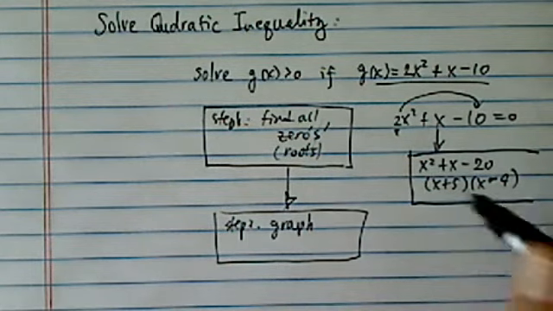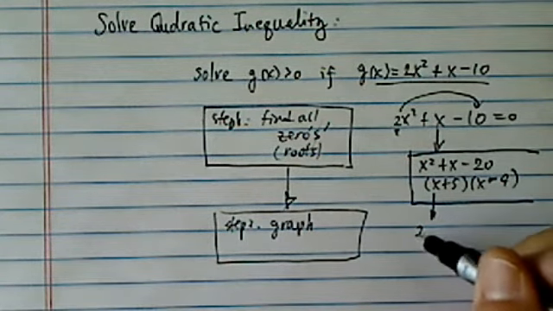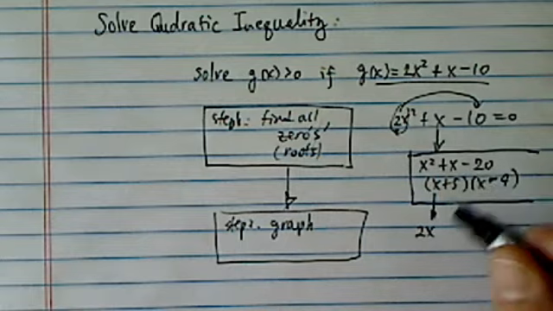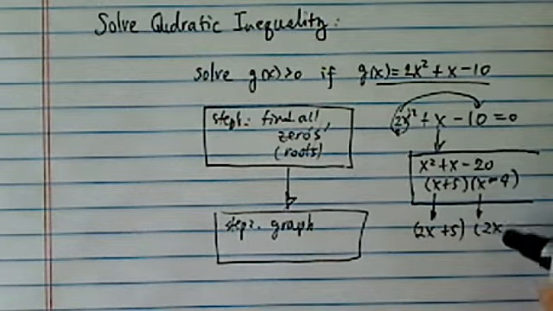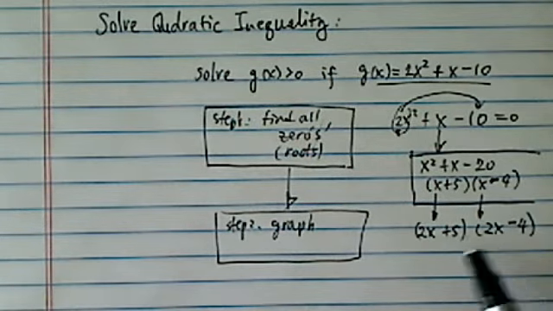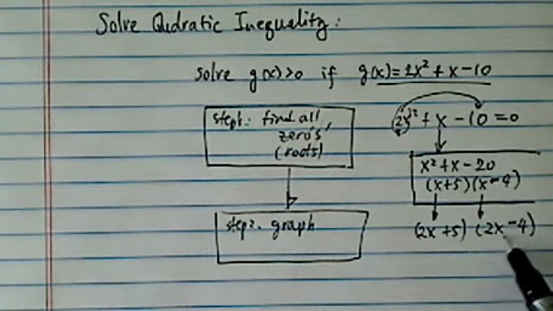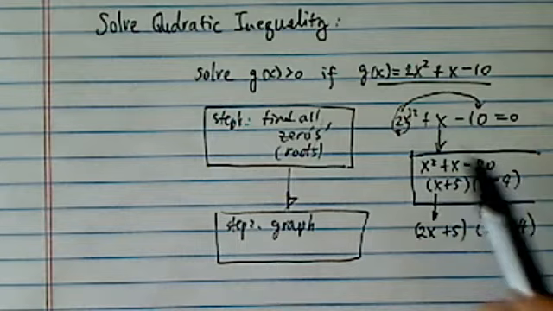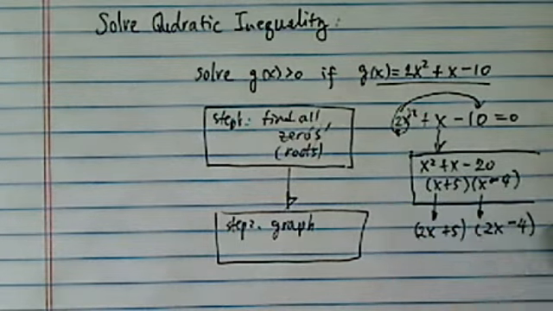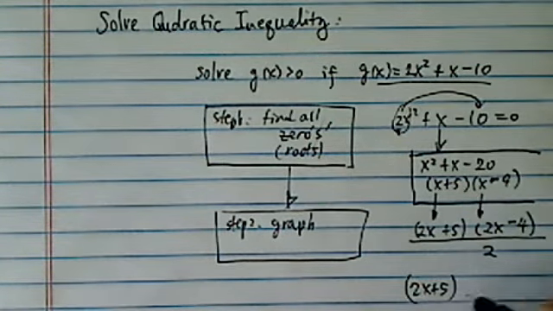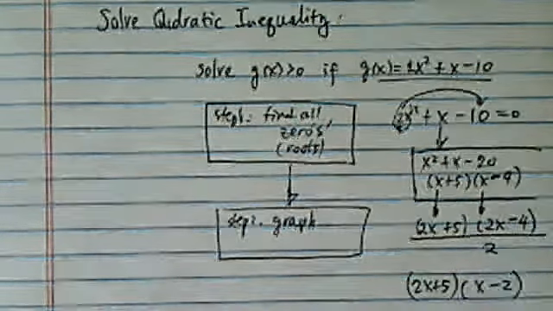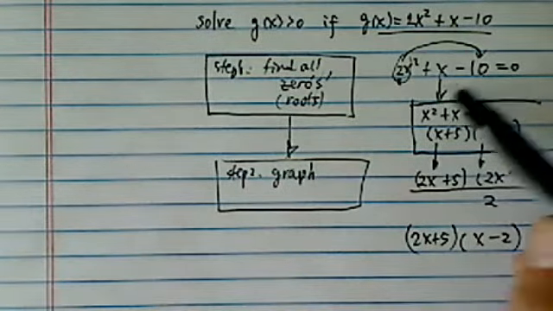Once you factor this, you replace the 2x, whatever you had before, into the actual factored form. As you can see, 2x times 2x is 4x squared. It's not what we need, we need 2x squared. So we're going to just divide it by 2. To simplify this, we have 2x plus 5 times x minus 2. And that is my factored form.